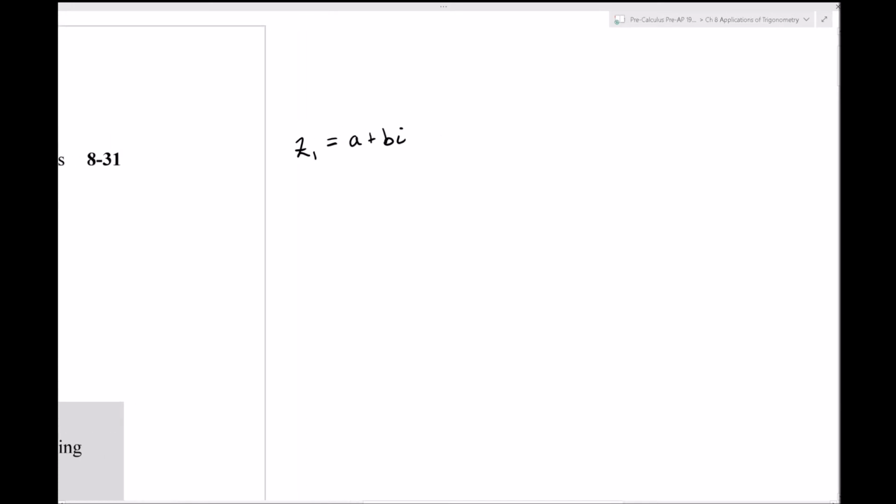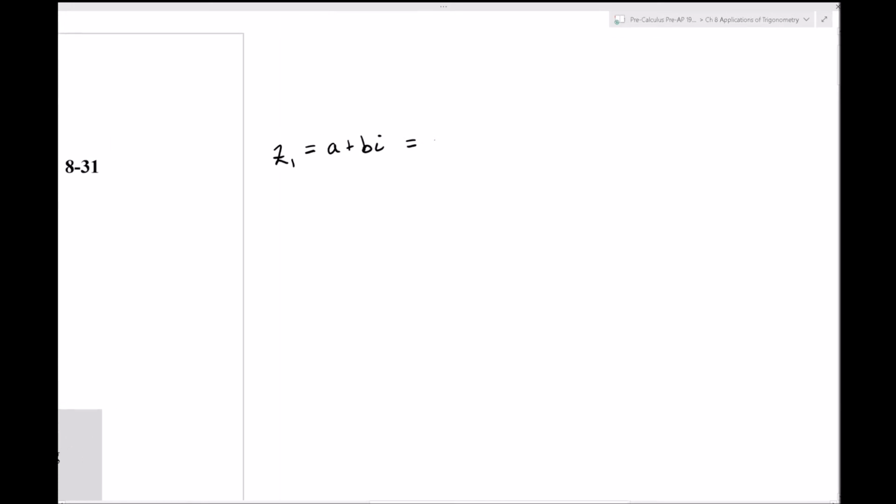When we multiply two complex numbers, we can call this Z1. We can call that A plus BI. And we can also say that that's equal to a phasor, R times cosine theta plus I times sine theta, where R is equal to the square root of A squared plus B squared, and tangent of theta is equal to B divided by A. So I call that Z1.